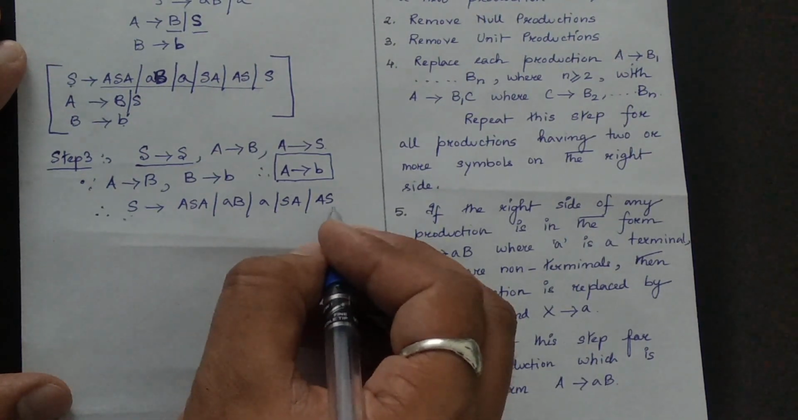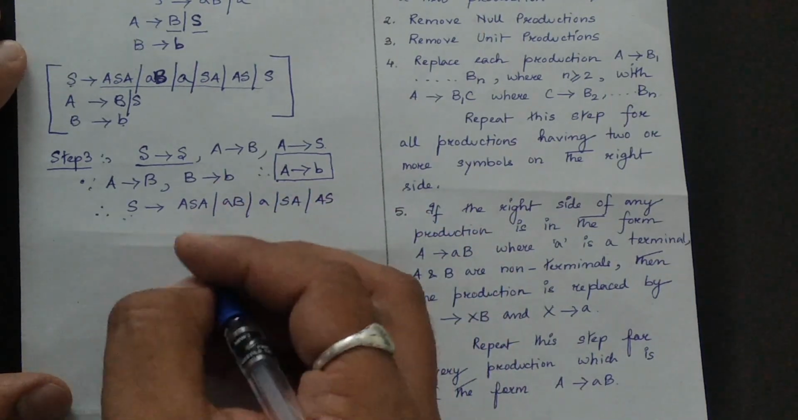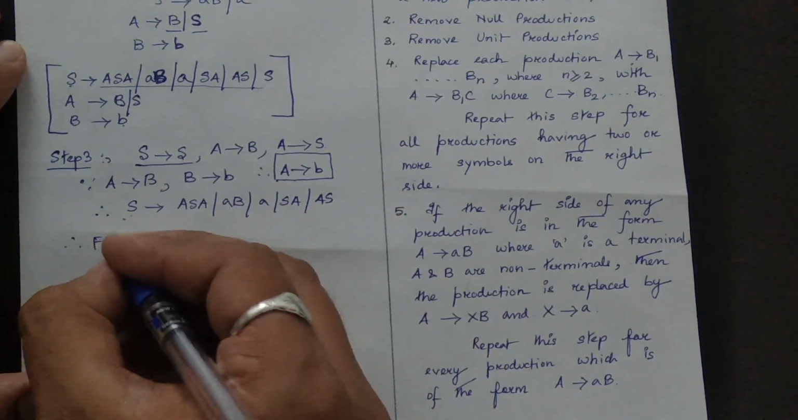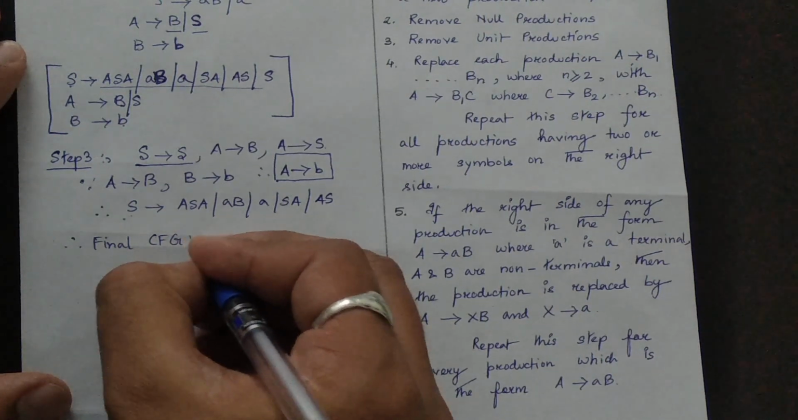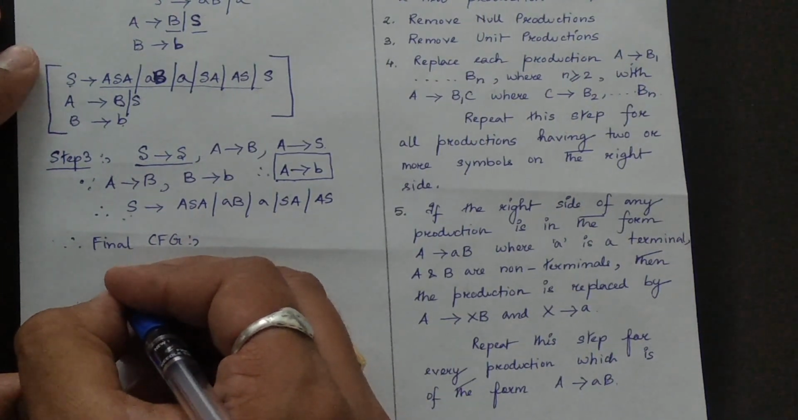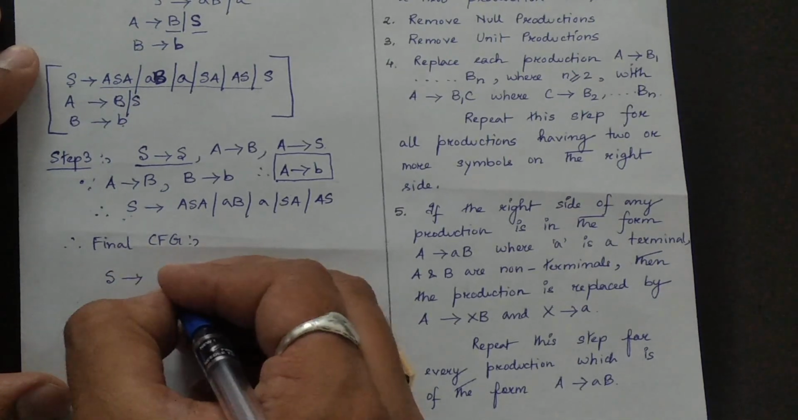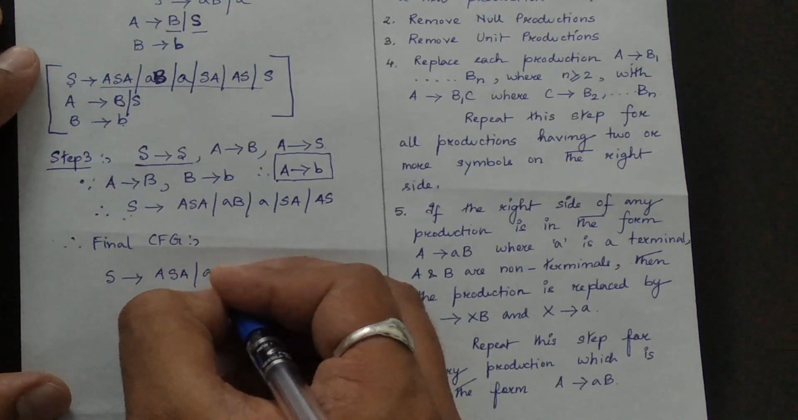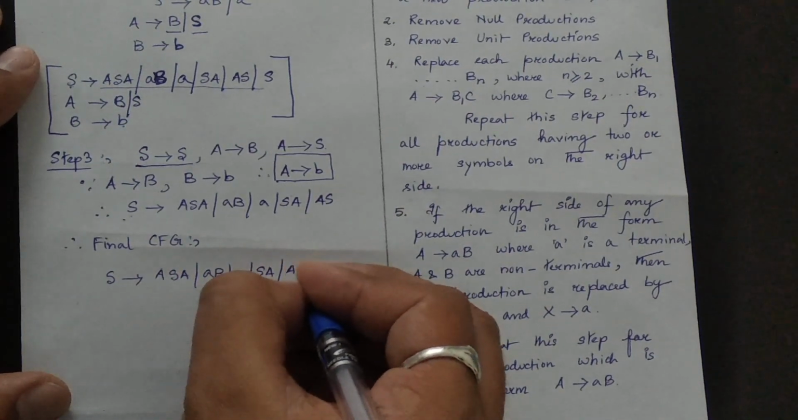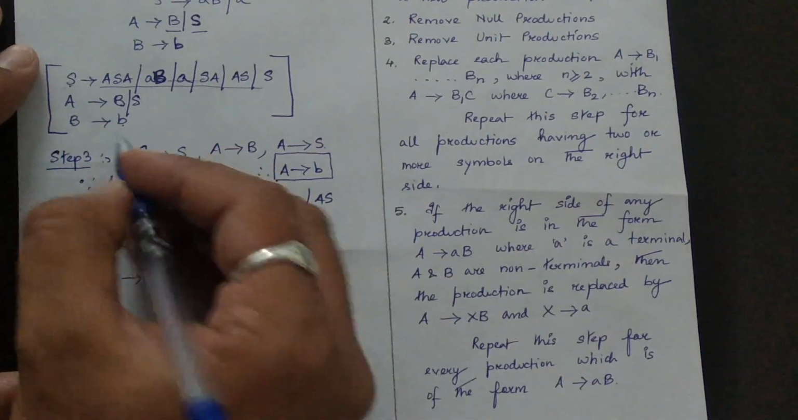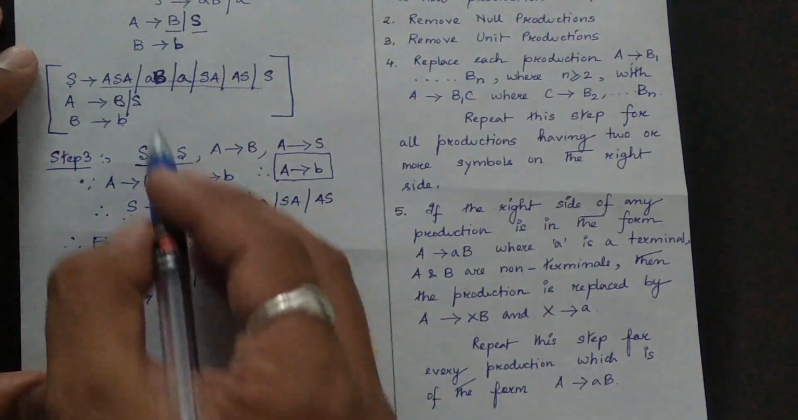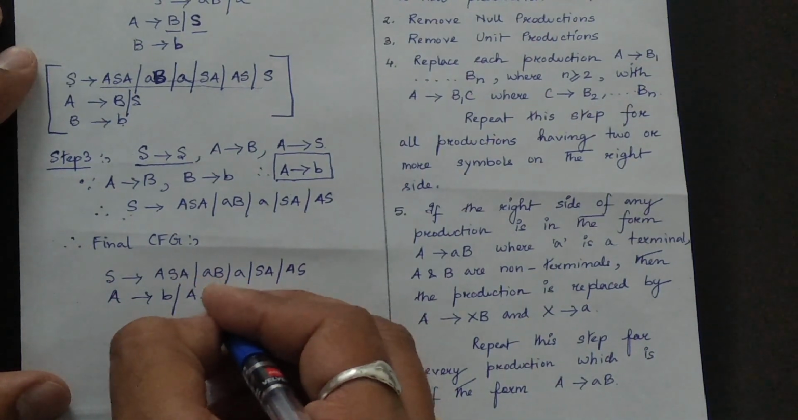Is there any kind of unit production over here? No. This is also being replaced. Now is there any one that is left out? No. Everything is done. Okay, now therefore the final CFG will be what? S tends to ASA, AB, ASA, AS. Clear? Now A tends to B and B tends to B. Already I got that A tends to B. Clear? And A tends to S and S tends to already this one. Therefore, this will be again repeated.